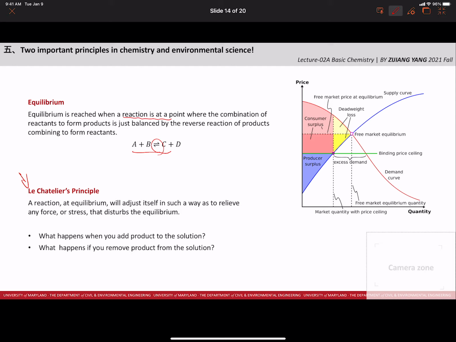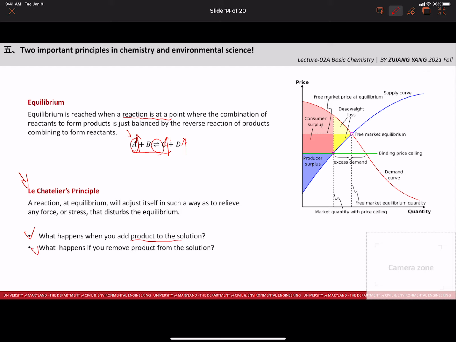Then let's talk about Le Chatelier's principle. A reaction at equilibrium will adjust itself in such a way as to relieve any force or stress that disturbs the equilibrium. So we can ask a question like, what happens when you add product to the solution? If we add more A into this reaction, then C and D will increase because the system wants to decrease the amount of A, because we added more A.